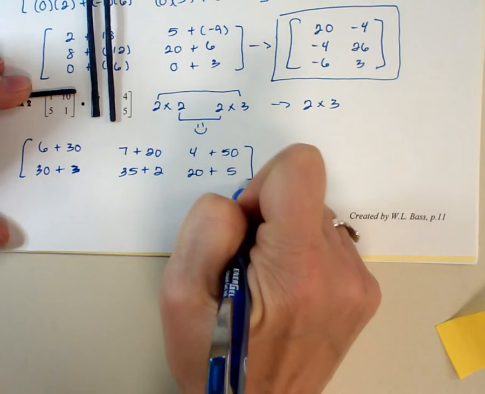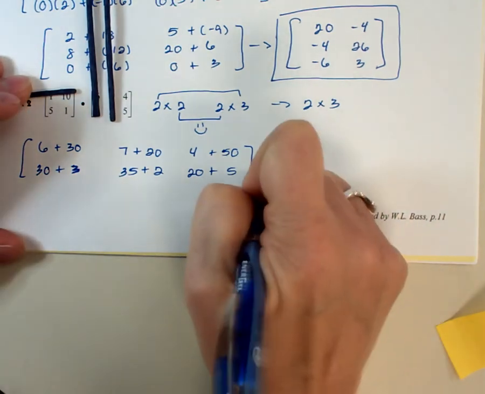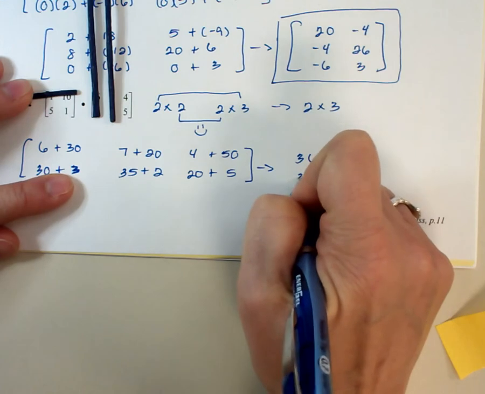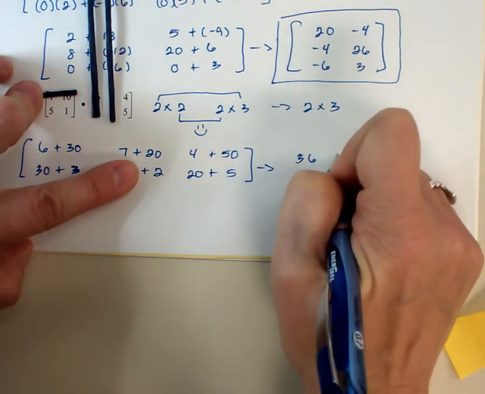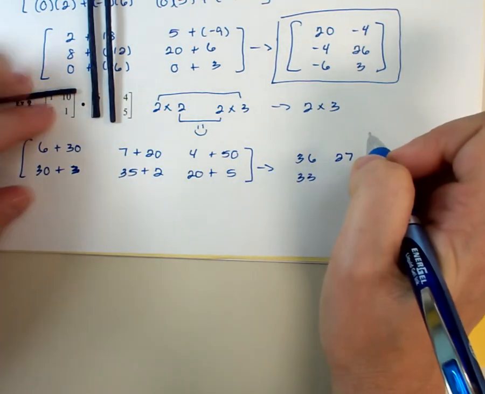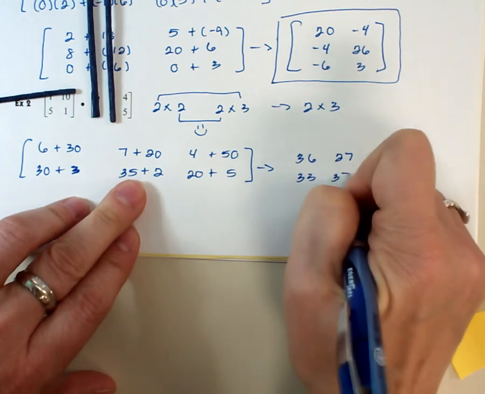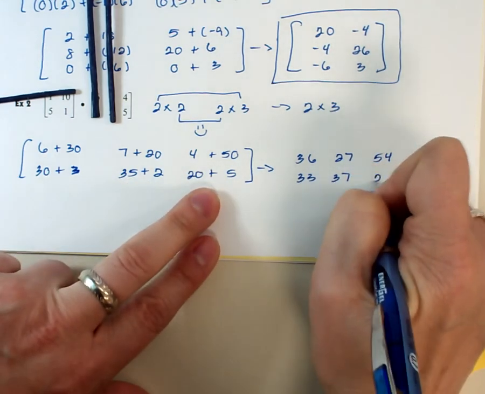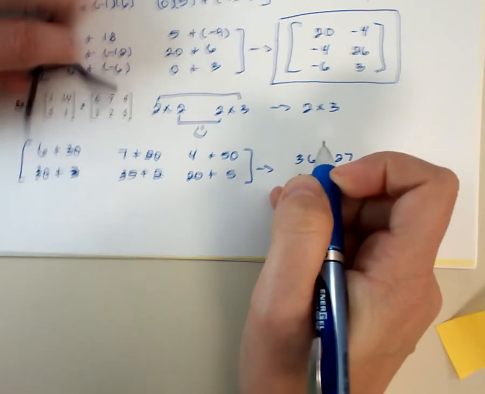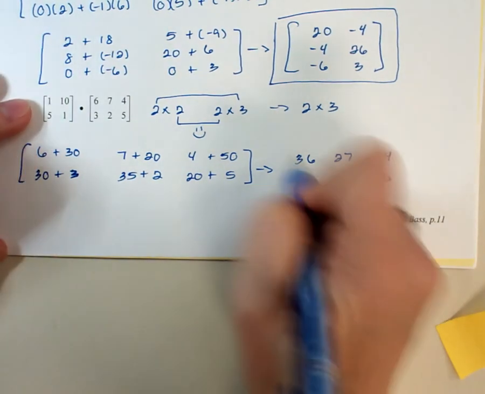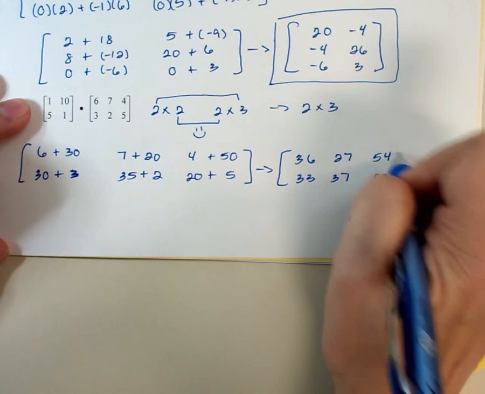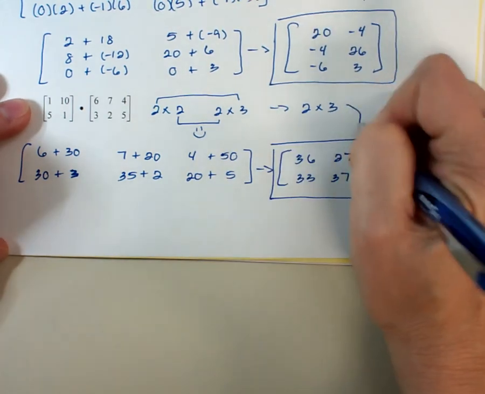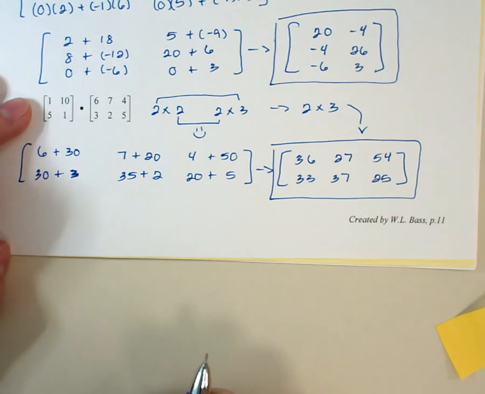So then I just clean all of that up, and I get my final answer of 36, 33, 27, 37, 54, and 25. And that's our final answer. And sure enough, those are the dimensions that we were expecting, a 2 by 3.